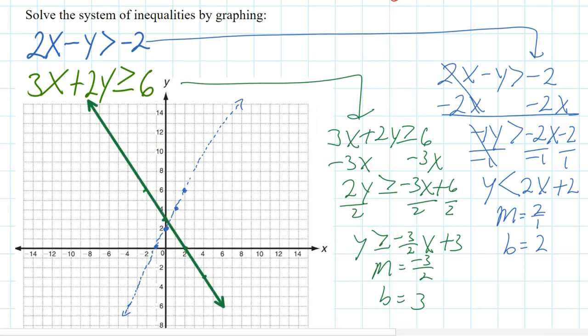But we're not done. Because this is an inequality, we need to shade things. So the first one I'm going to shade is the blue one. Now the blue one says y is less than. So go to our simplified problem, and it says y is less than. Well, less than is pointing down. So less than 2 is 1. Less than 1 is 0, etc. So we're going to shade everything on the bottom side.